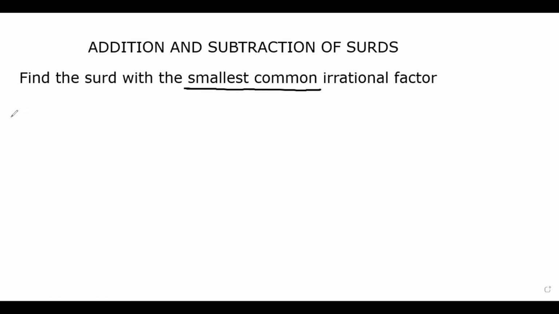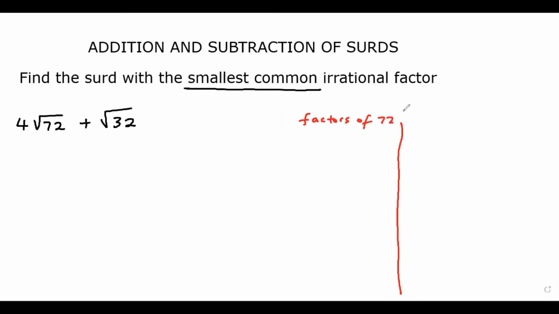So for example, let's say we have the question 4 times root 72 plus root 32. Now we need two columns in the corner of our books, I guess. So we need to find factors of 72, and we need to find factors of 32. I'd always find the factors of the smaller number first, because that would require fewer items.